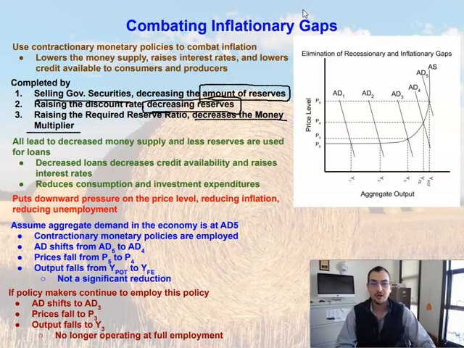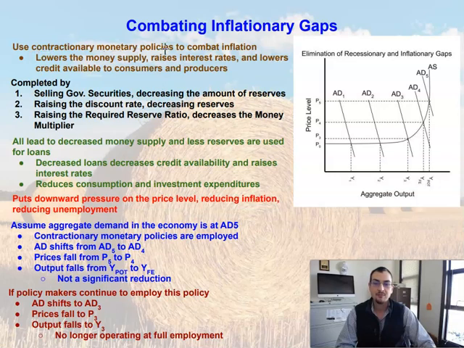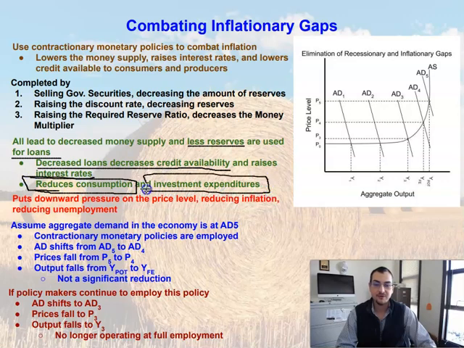Essentially, what we're going to be trying to do in each one of these is impose these contractionary monetary policies in order to lower the money supply, raise those interest rates, and lower the credit available to consumers. So all of these lead to decreased money supply, less reserves, and less reserves that are used for loans. Decreased loans decreases the credit availability and increases those interest rates. It's going to reduce consumption and investment expenditures.